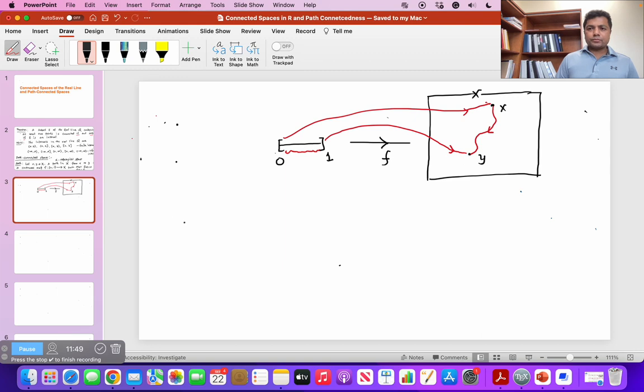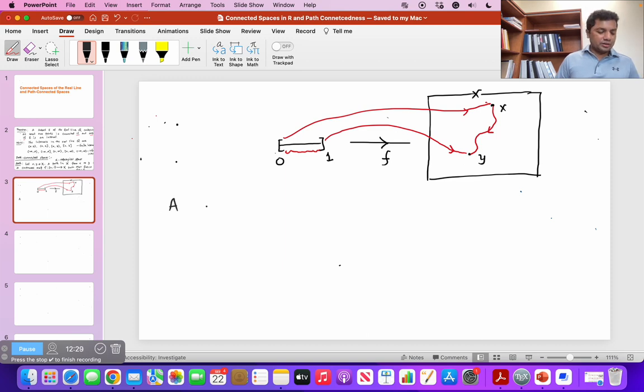Now, as I said before, we're going to use path to define path connected space. And this topological space X is called path connected space if for every pair of points in X, no matter which 2 points you pick in X, there should be a path between those 2 points. If there exists a path between every pair of points in X, then the topological space X is called path connected space.